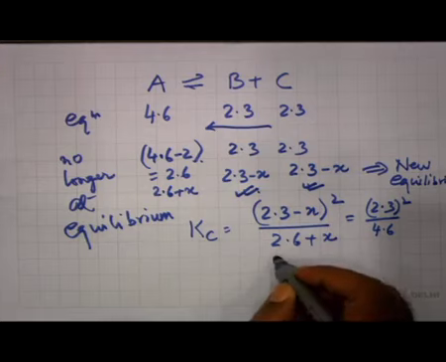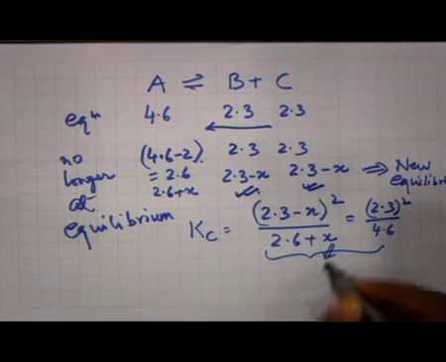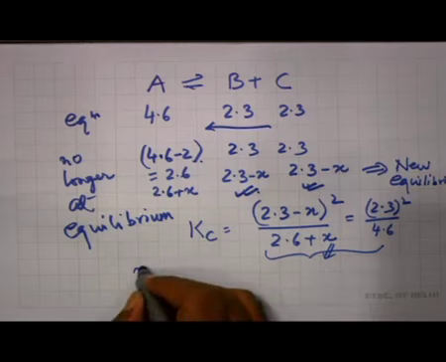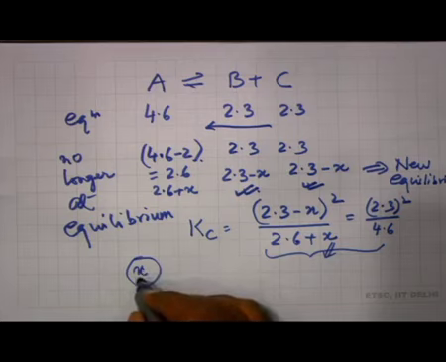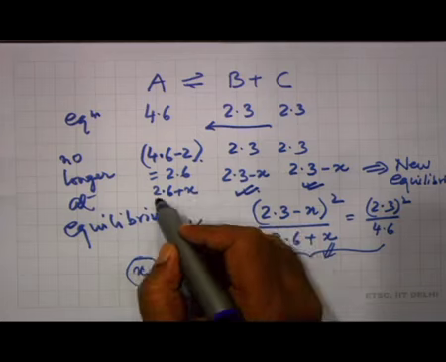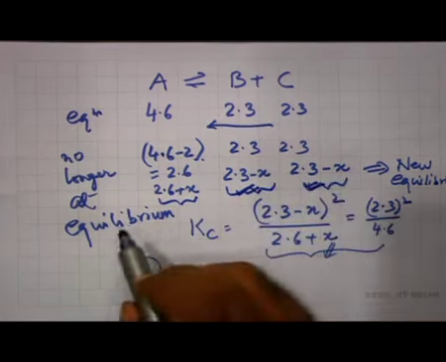Now, you see you have an equation, there is only one unknown and you have one equation. So, you will be able to calculate x, then you can just put it here and now you know what will be the equilibrium concentration of A, B, C.